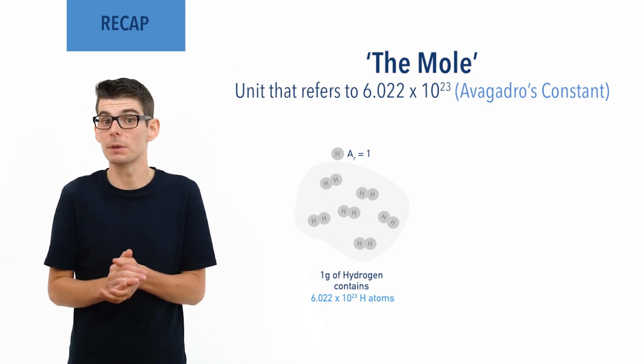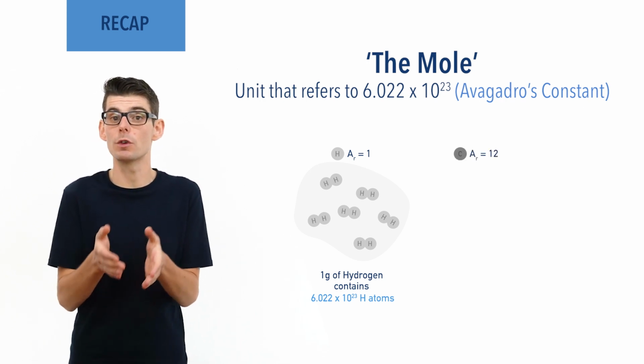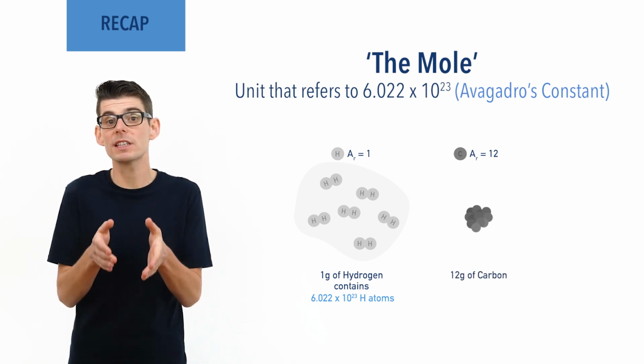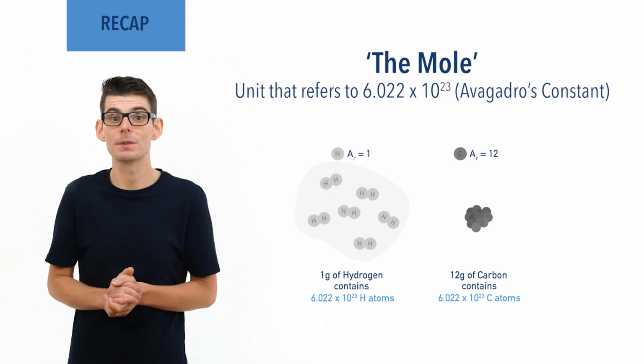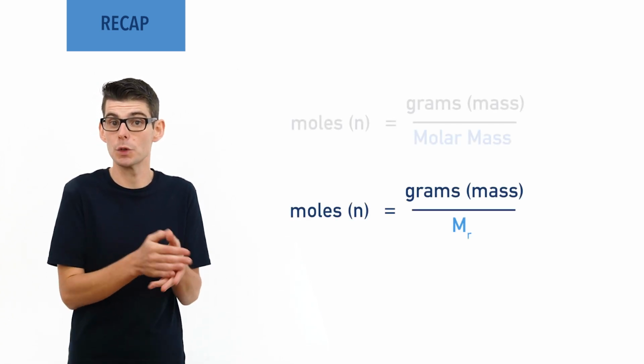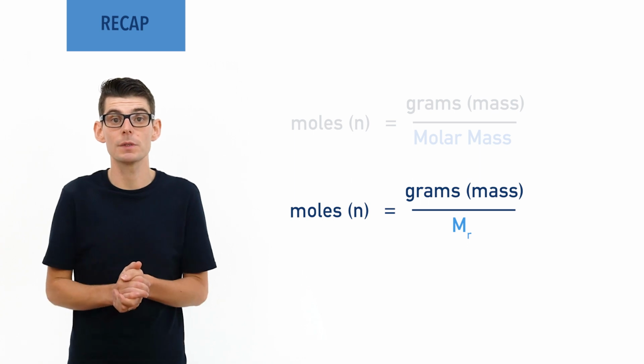Carbon has a relative atomic mass of 12, meaning in 12 grams worth of carbon, there are 6.022 times 10 to the 23 carbon atoms. As a result, the moles of a compound or element present in a sample can be calculated by dividing the mass of the compound or element by its molar mass.